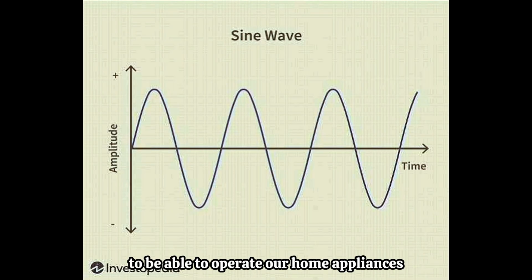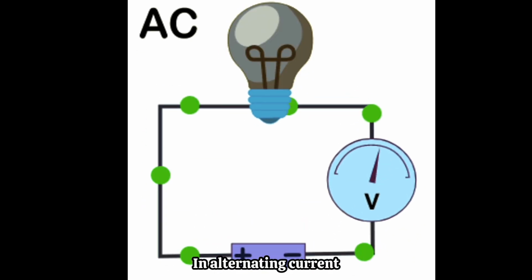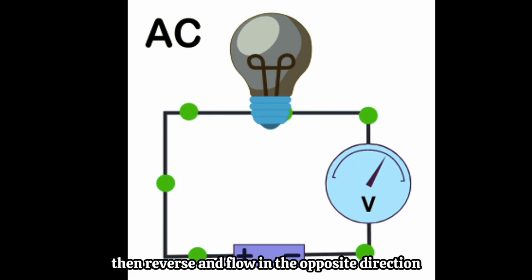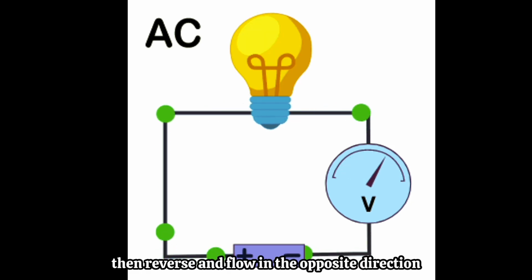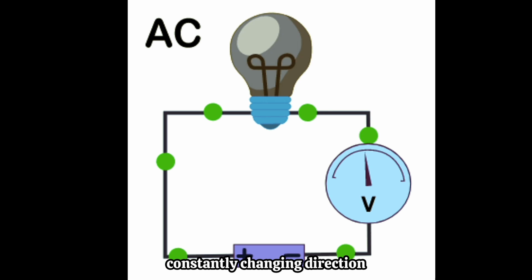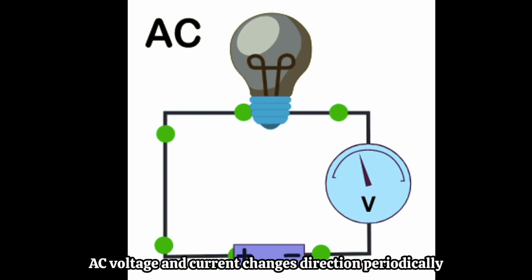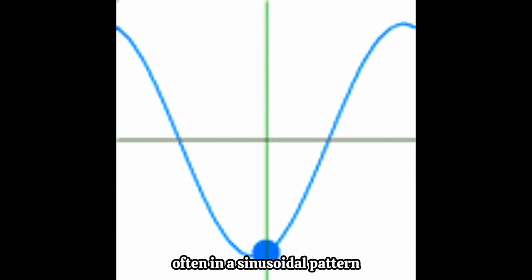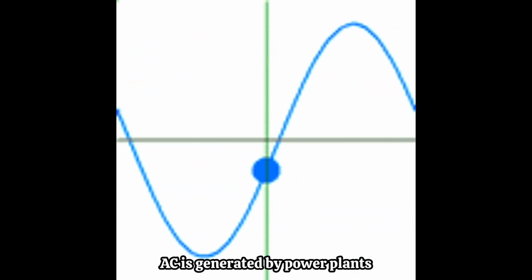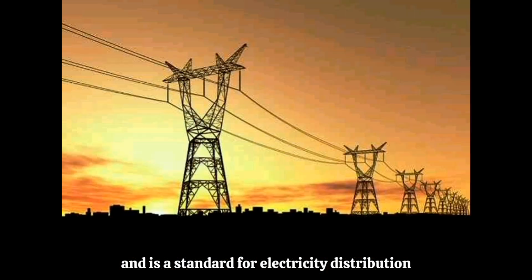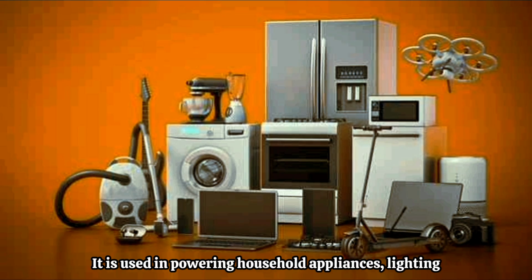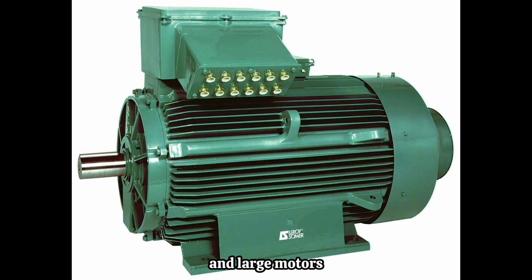home appliances. In alternating current, electrons flow in one direction, then reverse and flow in the opposite direction, constantly changing direction. AC voltage and current change direction periodically, often in a sinusoidal pattern. AC is generated by power plants and is the standard for electricity distribution to homes and businesses. It is used in powering household appliances, lighting, and large motors.